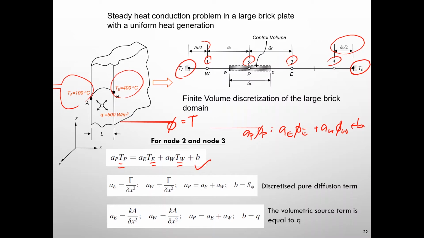We can just use the one that is already derived from the previous subchapter for pure diffusion, because it is a steady state and only one dimensional, and there is no velocity involved, so no advection. So this is fully diffusion. You can use that equation straight away. Before this, we already obtained all these terms, and we found that AP equals AE plus AW. So you can just substitute straight away.